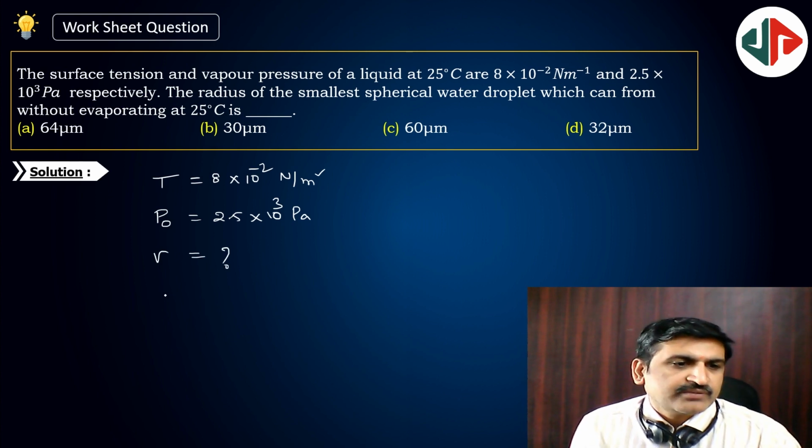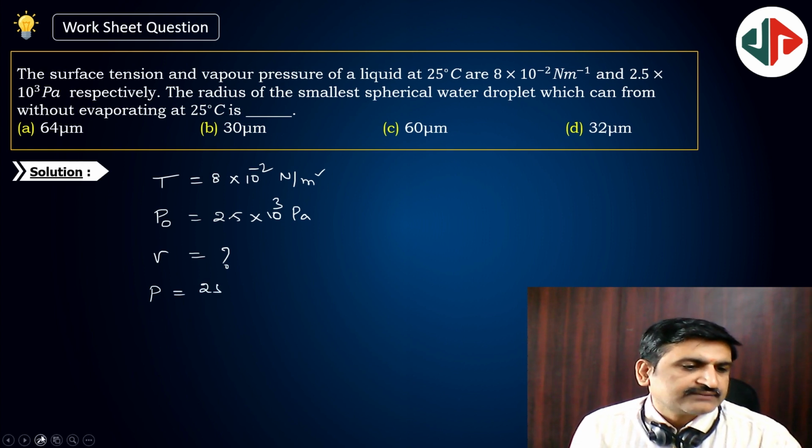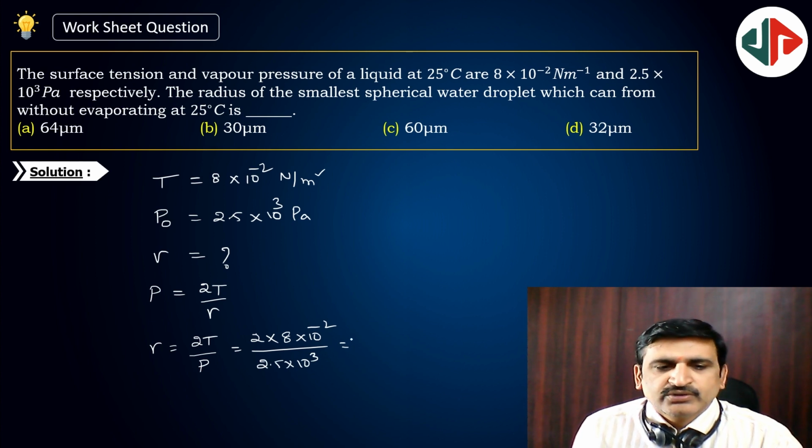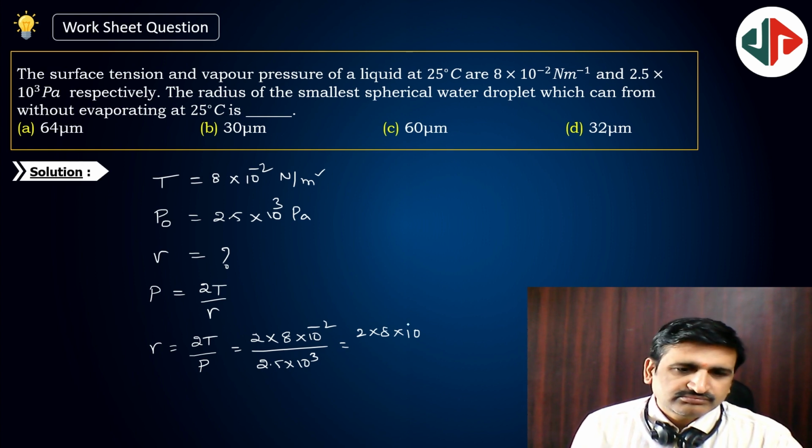So we can use this formula, that is pressure P is equal to 2T by R. Okay, 2T by R is better. That means he is asking R is equal to 2T by P, that is 2 into T value 8 into 10 to the power of minus 2 by 2.5 into 10 to the power of 3. That means 2 into 8 into 10 to the power of minus 4 by 25.